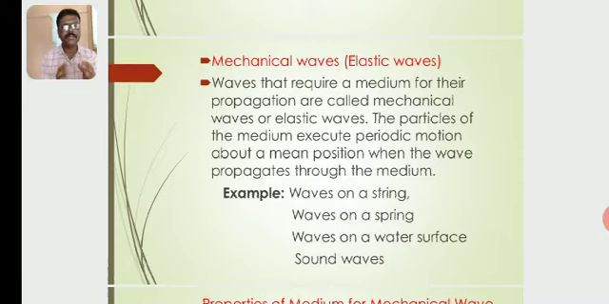The examples for mechanical waves are waves on a string, waves on a spring, waves on a water surface, and sound waves. These are the examples for mechanical waves.